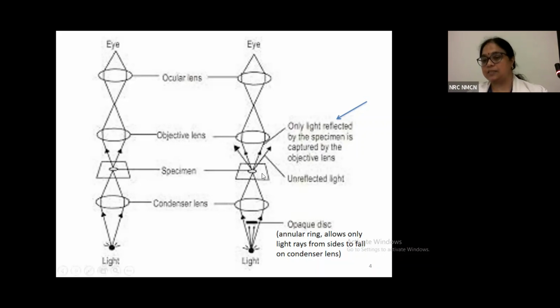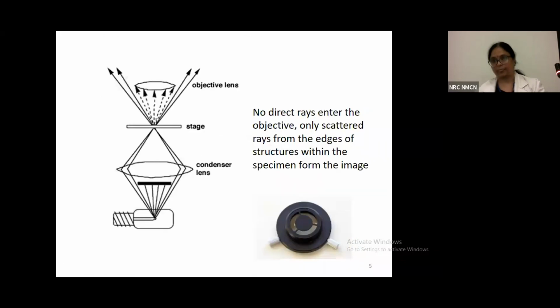But if there is a specimen or a section, then the light gets reflected, and only the light which is reflected by the specimen is captured by the objective lens, and then this is perceived by the ocular lens and eyes. So this is the opaque disc or the dark plate, which is kept below the condenser to block the light coming in the central part, and no direct rays enter the objective, only the scattered rays from the edges of the structure within the specimen form the image.